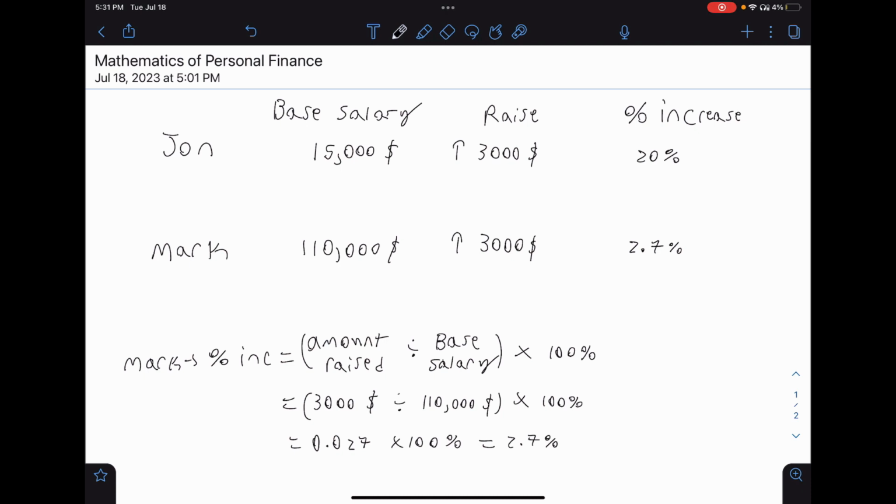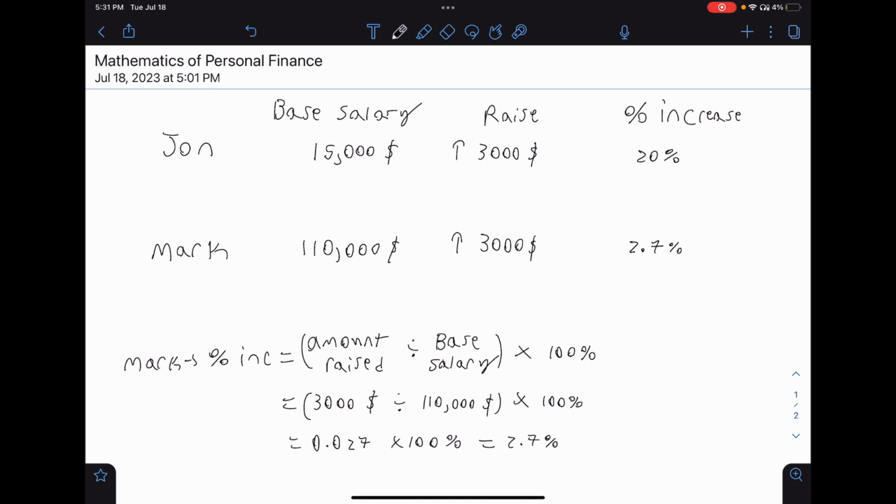A 2.7% increase is not significant. It's not what he was hoping for. And John was given a 20% increase, given the same amount of money. And that's why you use percent increase when calculating your raises in your jobs and stuff like that. Because $3,000 on a base salary of $15,000 is a lot of money. But $3,000 on a base salary of $110,000 is not a lot of money, even though it's the same amount of money raised, right? And these numbers show that.